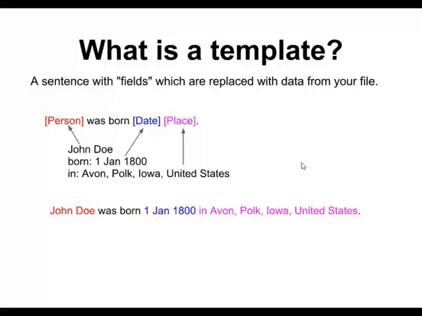Now, there's a couple of things you might notice here. One of those is the place was Avon, Polk, Iowa, but you'll notice RootsMagic put the word "in" there for me. RootsMagic has some smarts so that when you put in one of these fields, it tries to be smart enough to know that there are certain words that may or may not need to be in there for this sentence to sound right. Date will do the same thing. If all you had for the date was 1800, it's not going to say John Doe was born 1800.